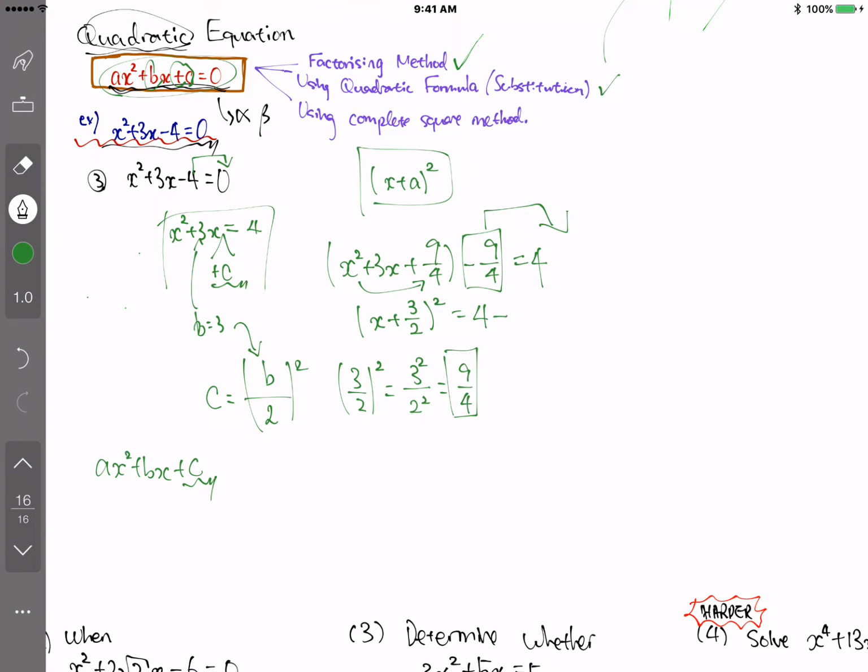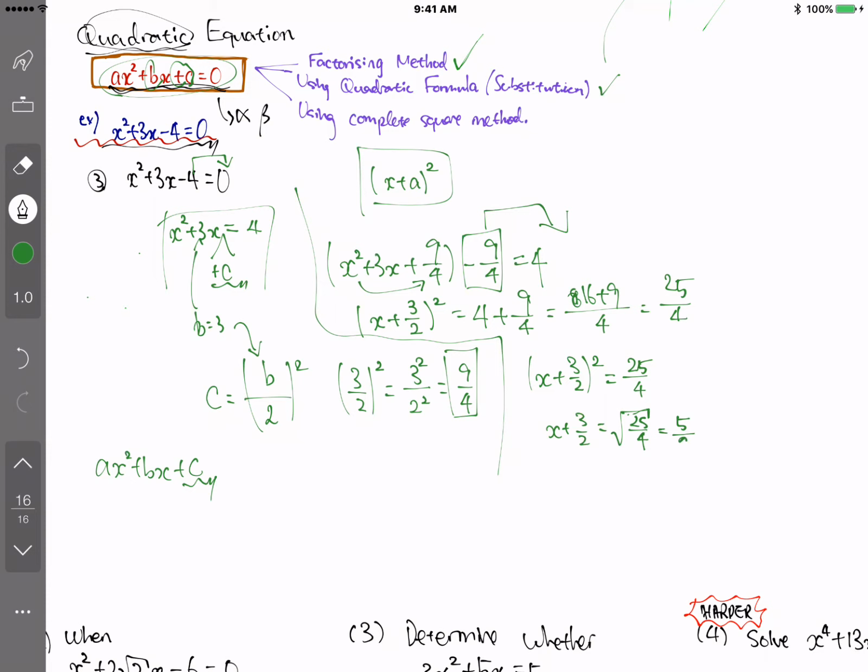And just do 4 plus 9 divided by 4, and this should be looking like this. So it should be something like this, right? And the equation is looking something like this. Okay, let's just do this. Squared equals 25 divided by 4. And if you put the square root on both sides of the equation, it becomes x plus 3 divided by 2 equals root 25 divided by 4, which is 5 divided by 2.